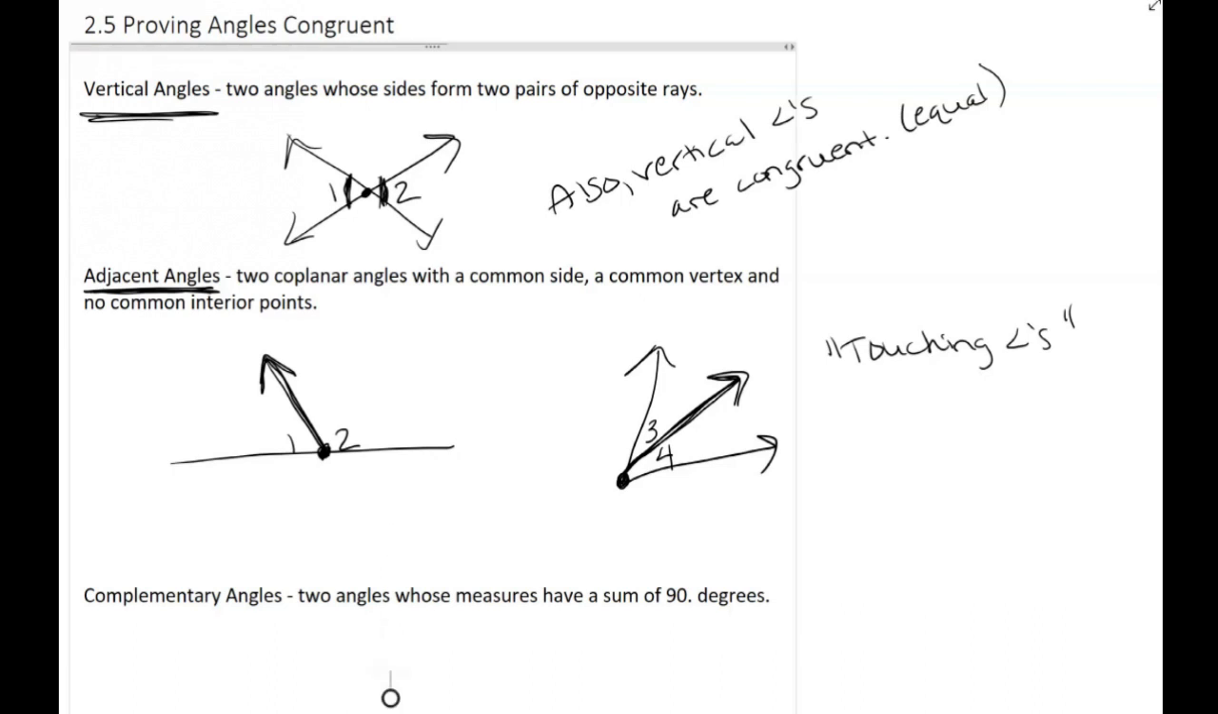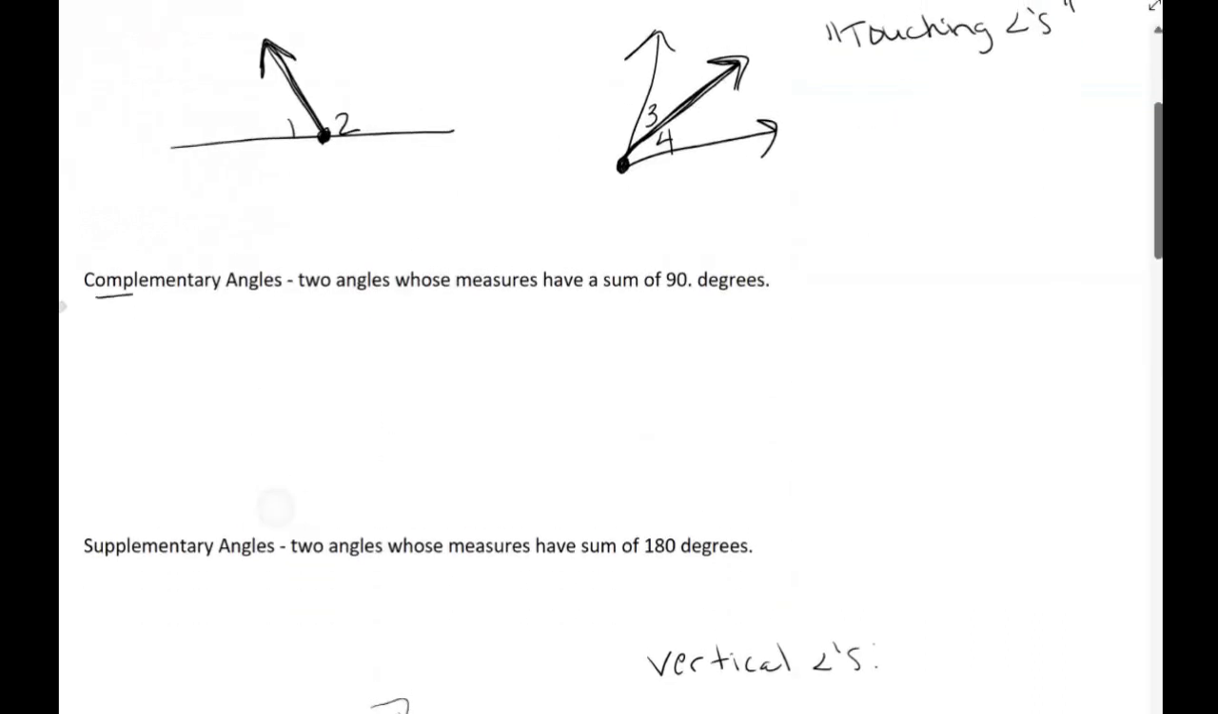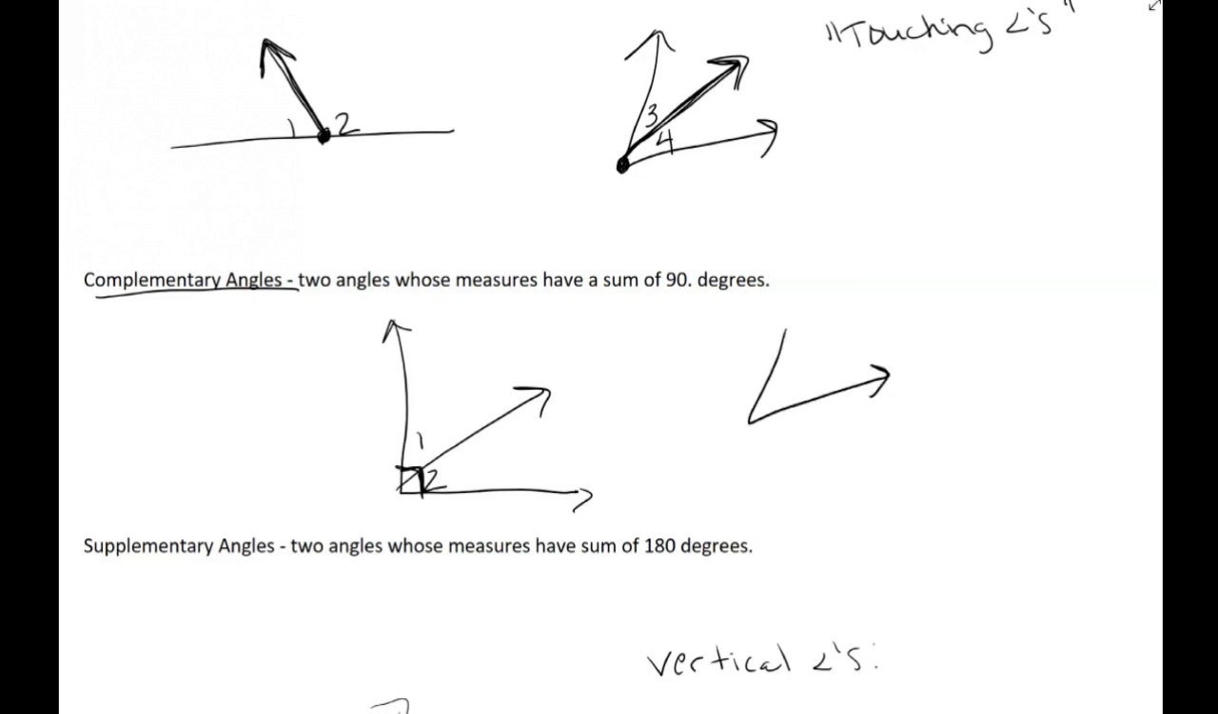Okay, next up, complementary angles. Complementary angles are two angles that when added together form 90 degrees. That one is pretty easy. If you add them together, you get 90. I guess you could separate them out if you wanted to see them this way. Let's say this is 50 degrees and this is 40 degrees. Then these would also be complementary angles.